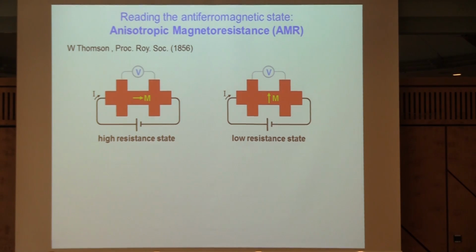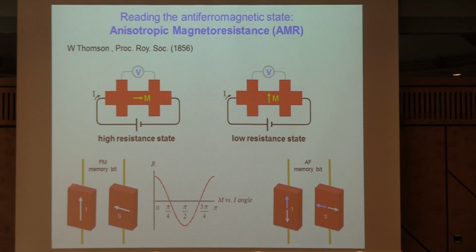So talking about reading the spin state first, the simplest way of reading the spin state in a ferromagnet, which is equally applicable in an antiferromagnet, is simply anisotropic magnetoresistance, an effect that's been known about for a long time. So here the resistance state changes dependent on the current direction with respect to the magnetization direction. And one can imagine making simple ferromagnetic bits where these are the information storage. And you can do the same nominally with an antiferromagnet.